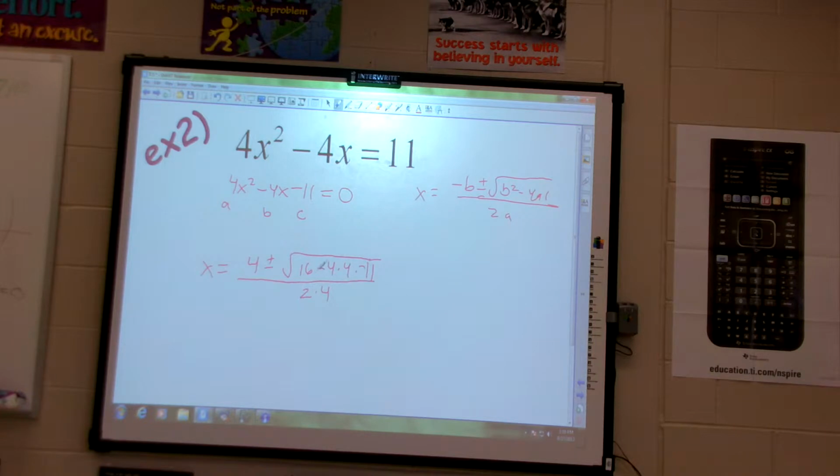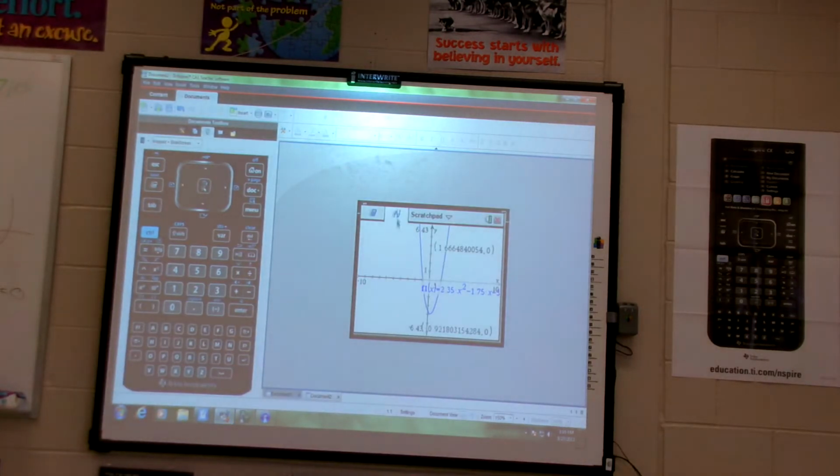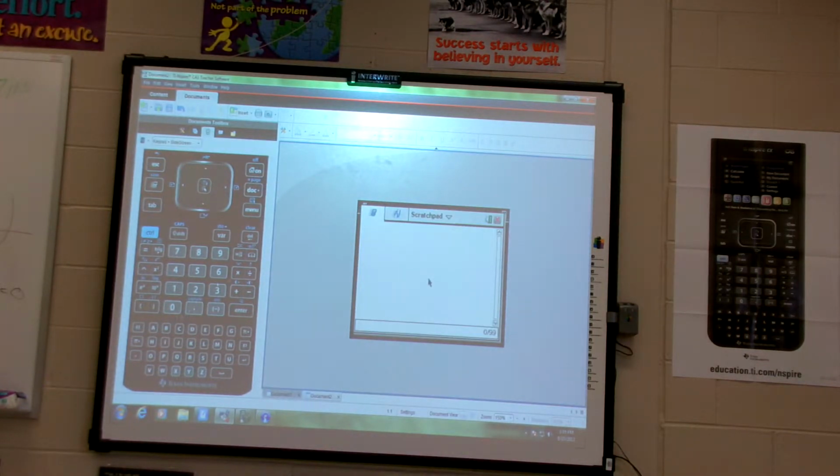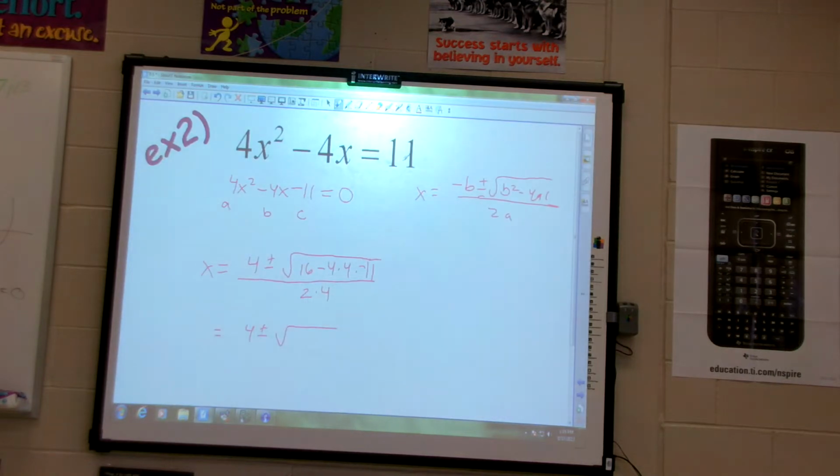Now let's clean up the inside of that square root. You may use your calculator because time-wise we're crunching. But of course you multiply, then add. Do you know how to use your calculator? Well, I'm showing you. Go home and go up to calculate. There you go. I just want the inside typed in.